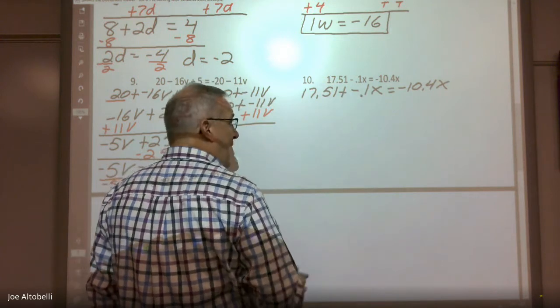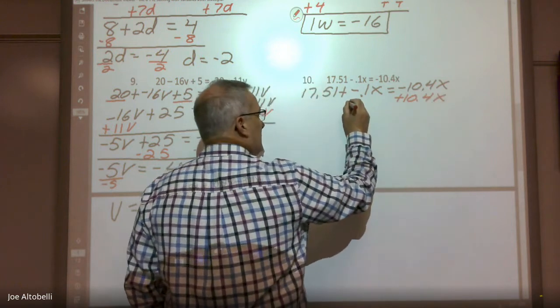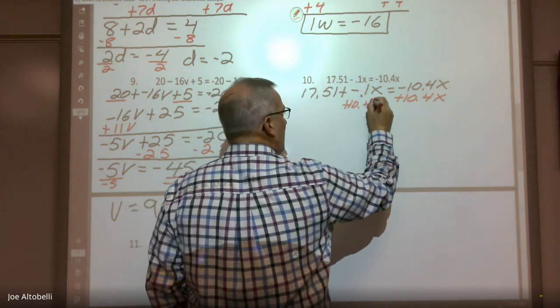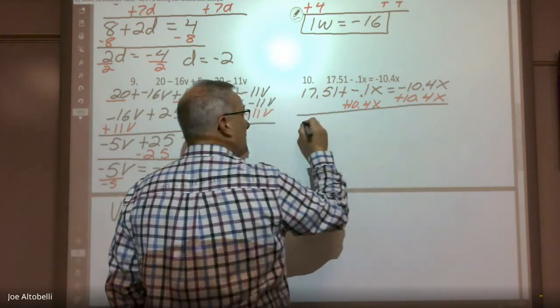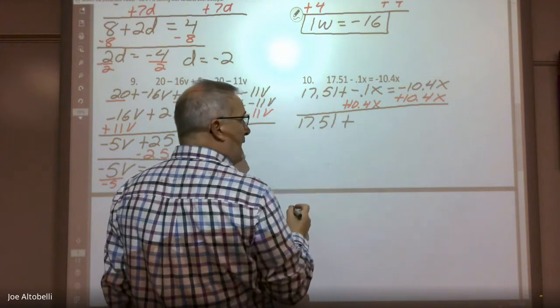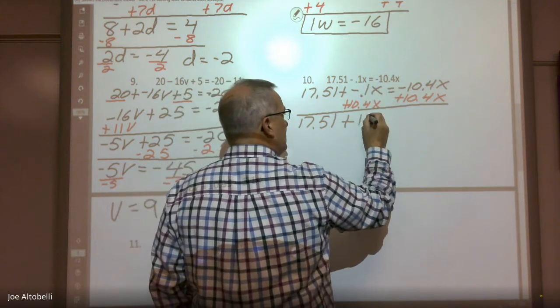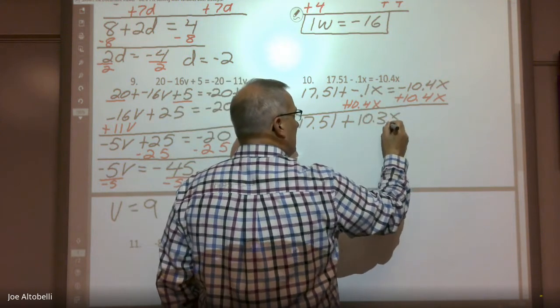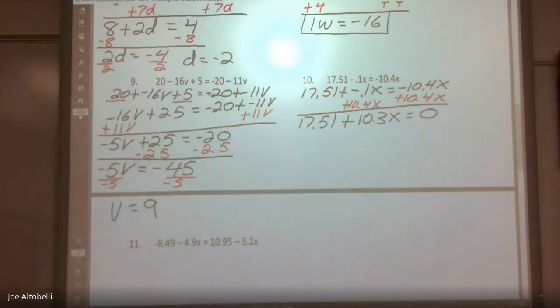And then when I add 10.4x, add the 10.4x, I'm going to have the 17.51 plus, when I do this, hopefully you get 10.3x equals 0. 10.3, yes? Anybody? Okay. So we get the 10.3x.